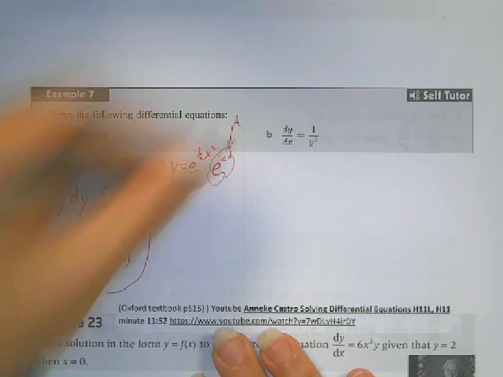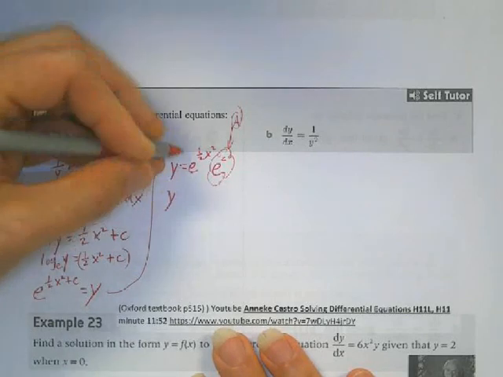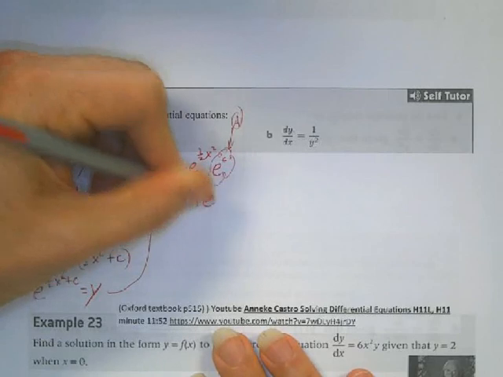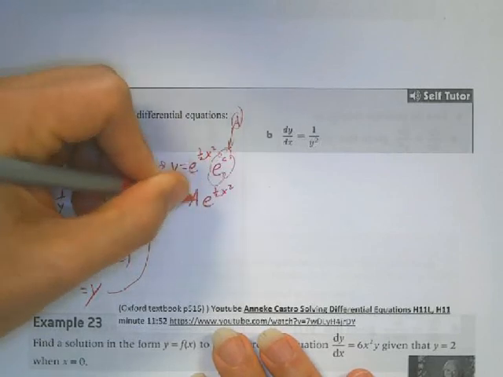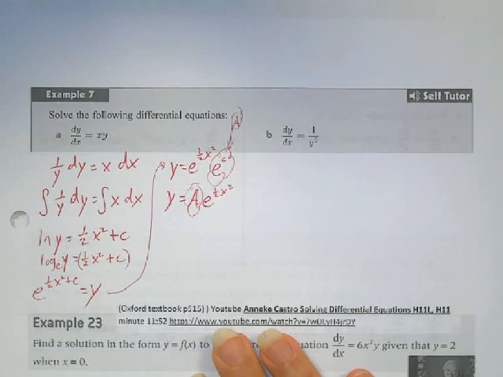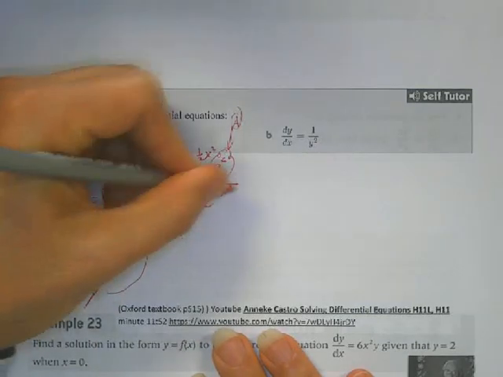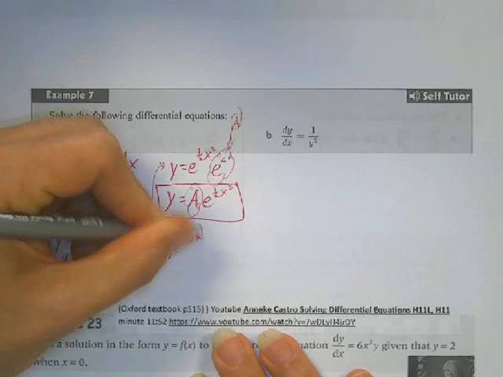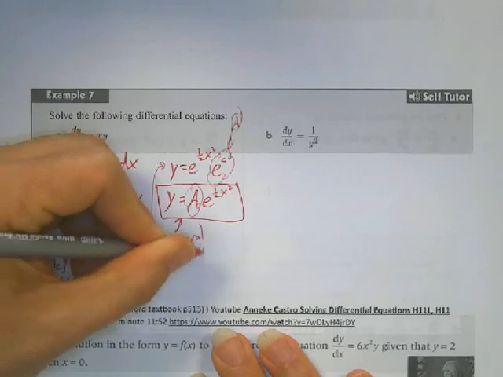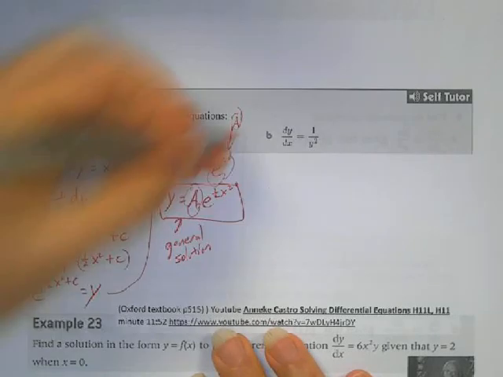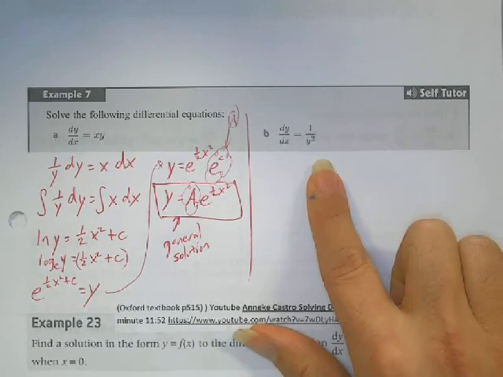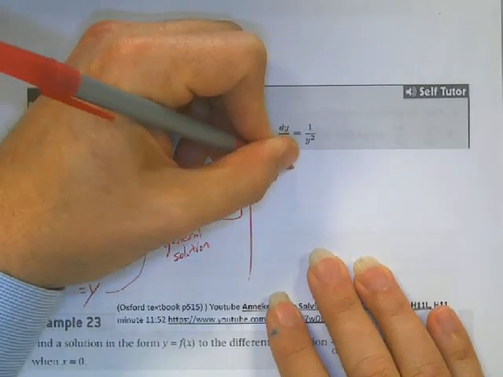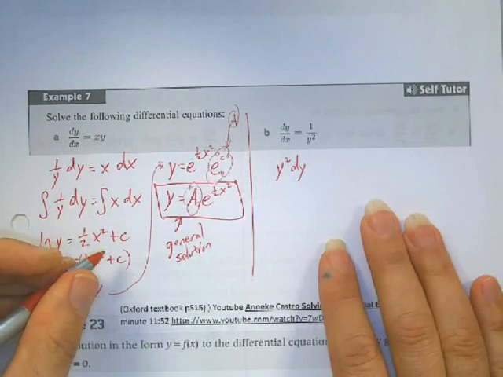And so I end up with y equals a times e to the 1/2 x squared. Okay, and this is our general solution. Okay, you may want to copy that down. All right, so same thing here. I'm going to multiply both sides by y squared. I'm still going to multiply both sides by dx.